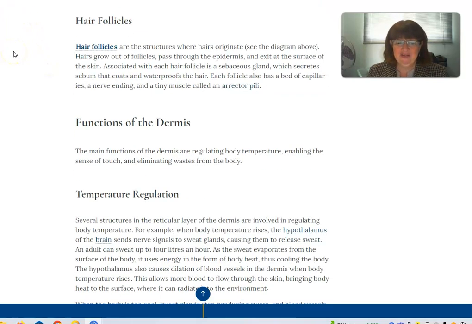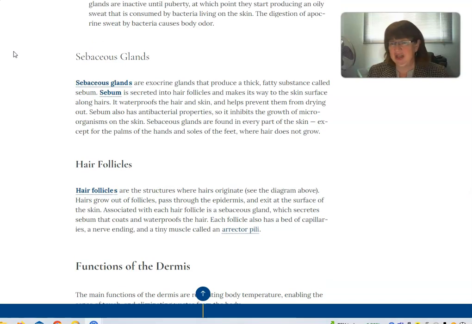Okay, that's enough for sebaceous glands, for glands and the epidermis and the dermis. I will continue on with hairs in a separate video.